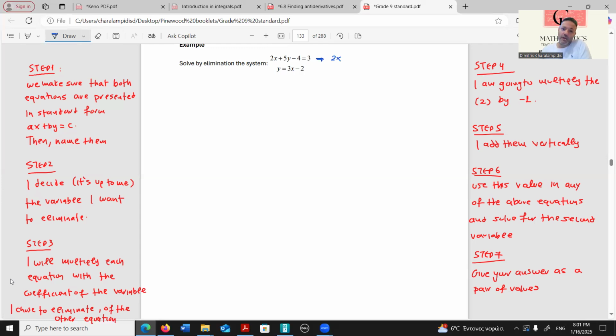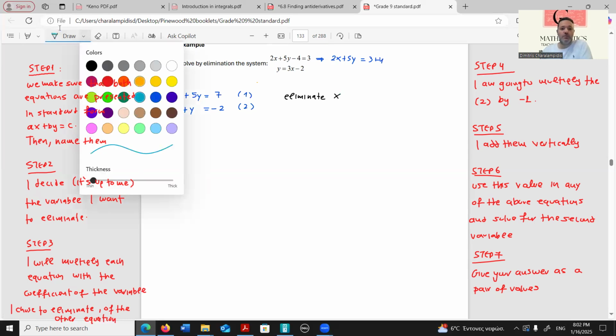Let me do some preparation. 2x plus 5y is 3 plus 4. So this means that the first one should become 2x plus 5y equals 7. And then the second one, minus 3x plus y is -2. So I'm going to name them 1 and 2. And then I'm going to decide to eliminate x this time. Since I want to eliminate x, I should consider the coefficients of x.